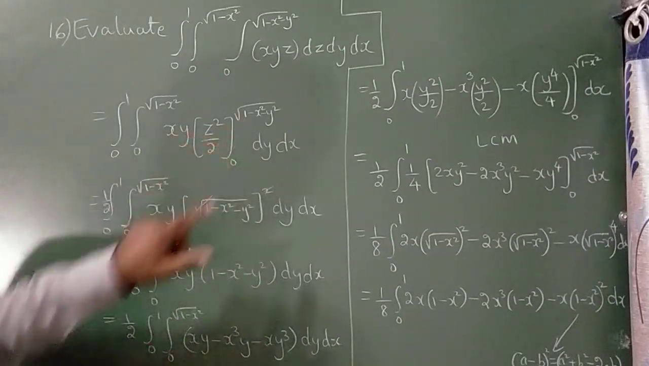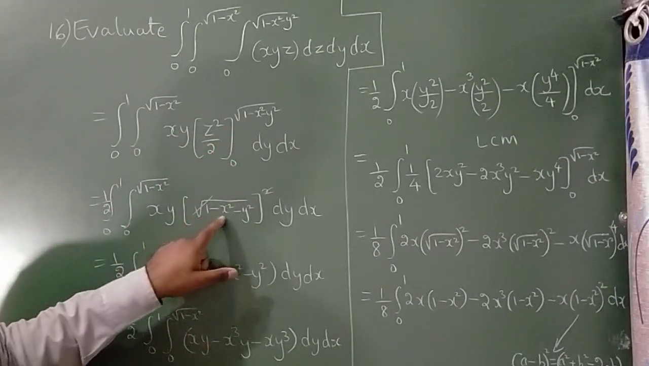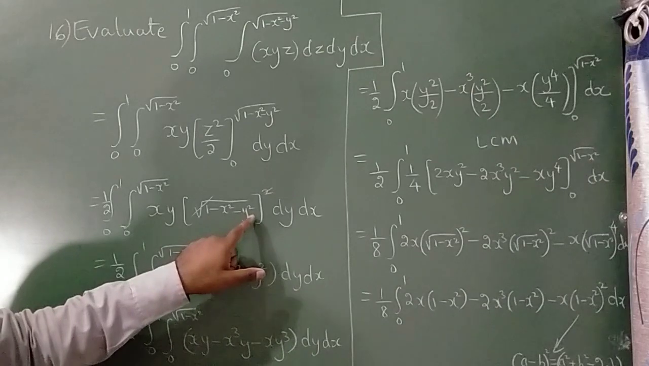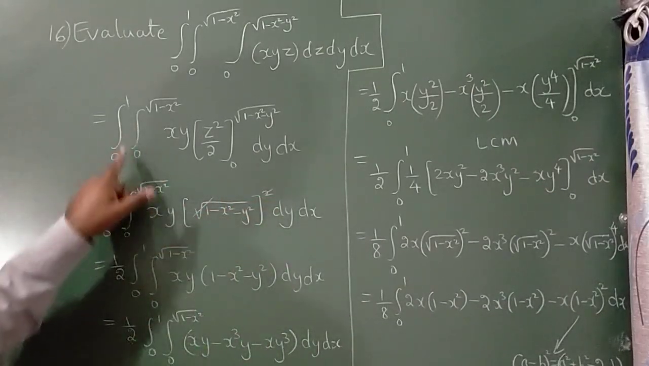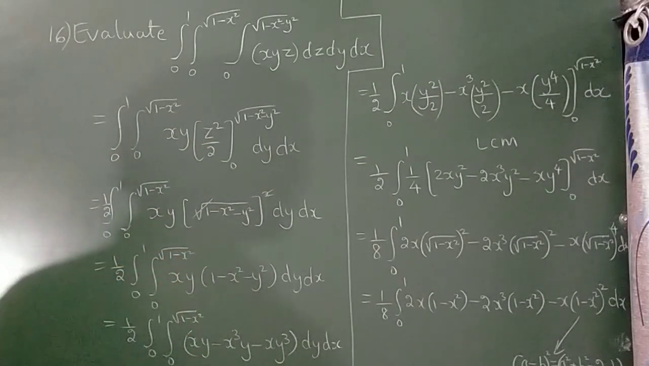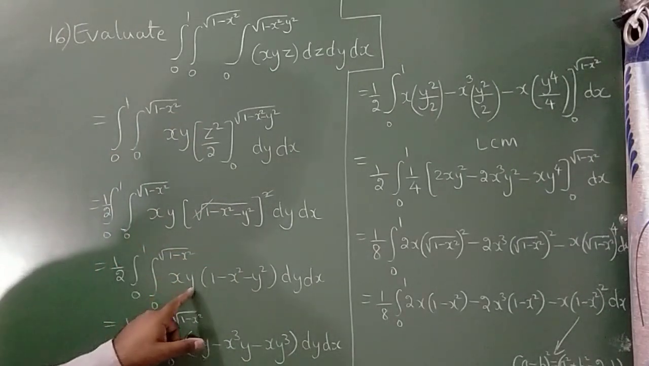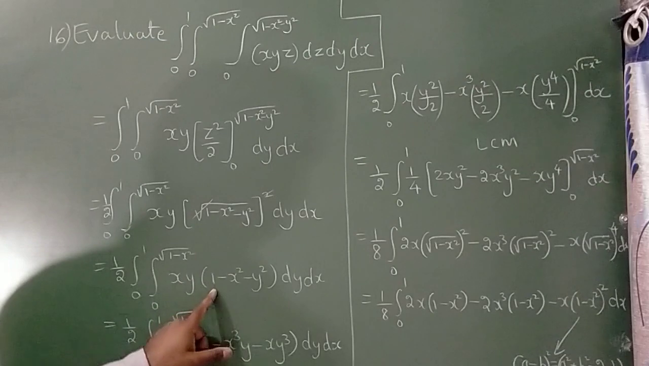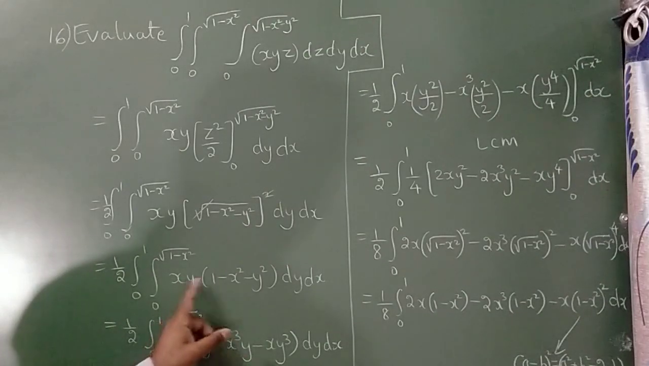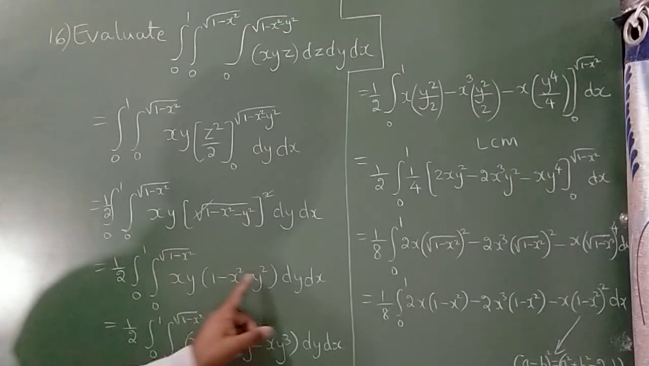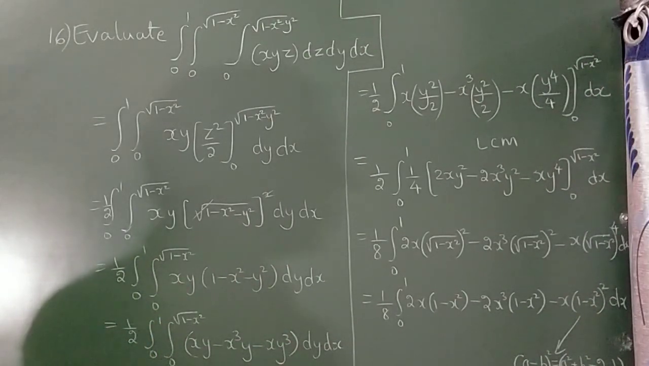Now I am going to apply the upper limit, that is square root of 1 minus x square minus y square, whole square. Square root square goes off. Rest all the terms should be written as it is. Fine. Now x into y, multiply this. Xy into 1 is xy minus x into x square is x cube, and x into y into y square will be x y cube.